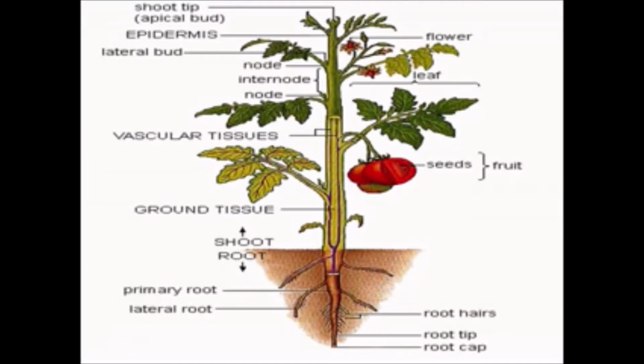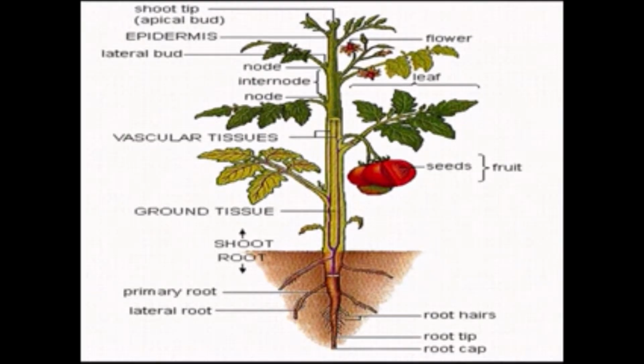We need to work on the shoot system. You will have a ground tissue, then vascular tissue. You have dermis too, epidermis. So the shoot tip is called the apical bud. Then you have flower, and then the leaves, and then you have small nodes, internodes too. Seeds inside the fruits, and lateral bud too.